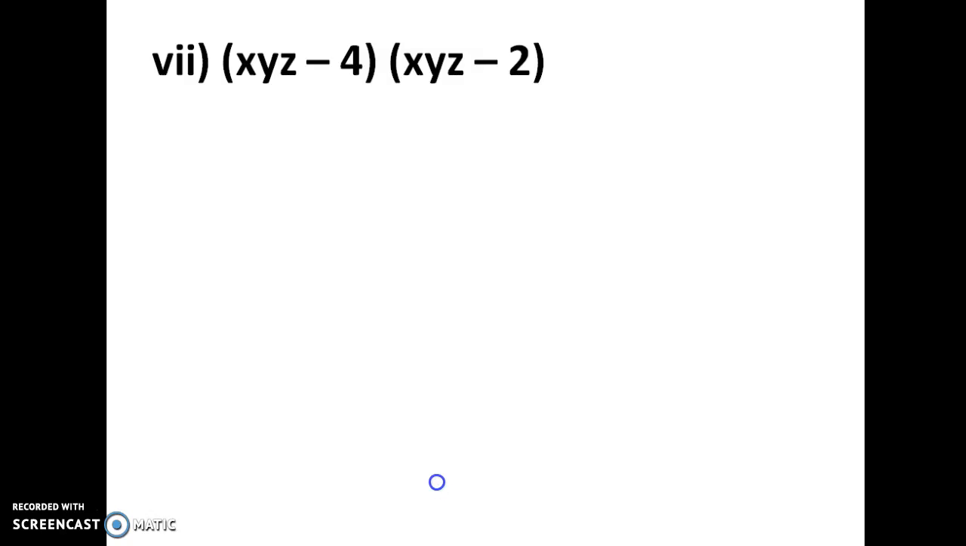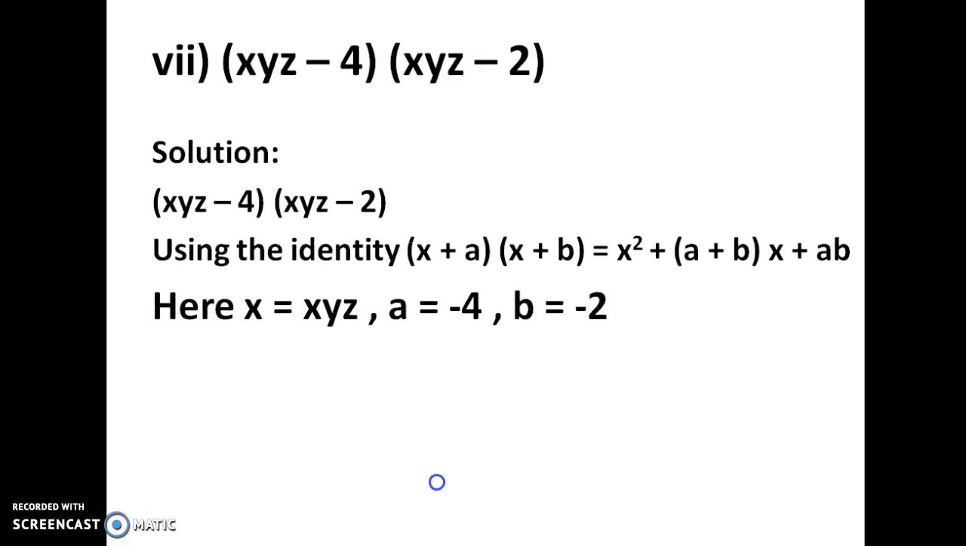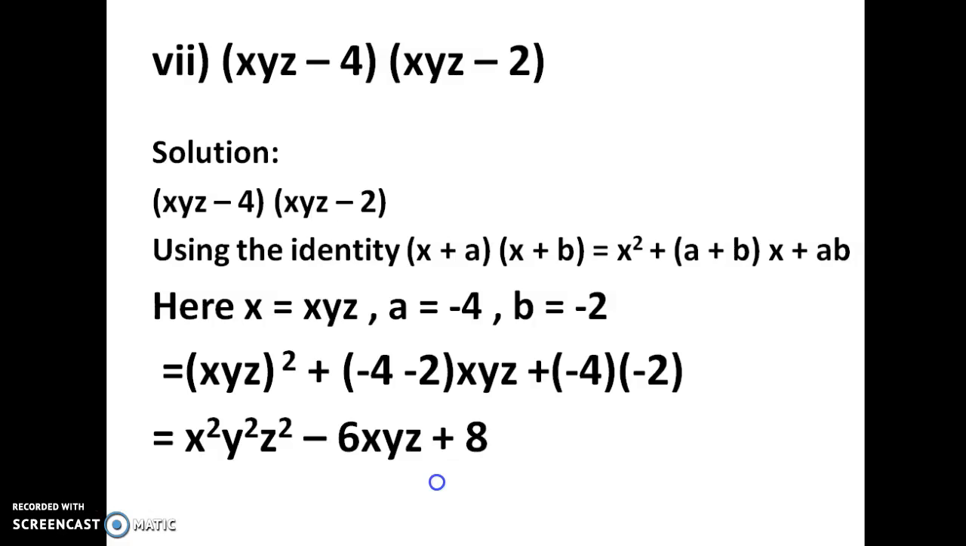The next problem, xyz minus 4 into xyz minus 2. So using the identity, you can name x as xyz and a is minus 4, b is minus 2. So put it in the formula, you will get like this, xyz the whole power 2. So for everything you are doing squaring. So x square, y square, z square you will get. Okay. Minus 4, minus 2, both are minus, so what you should do, you should put the minus sign and add the numbers. So you will get minus 6, so into xyz. So xyz you will write here, and minus 4 into minus 2, when 2 minuses are multiplied, you will get plus 8.